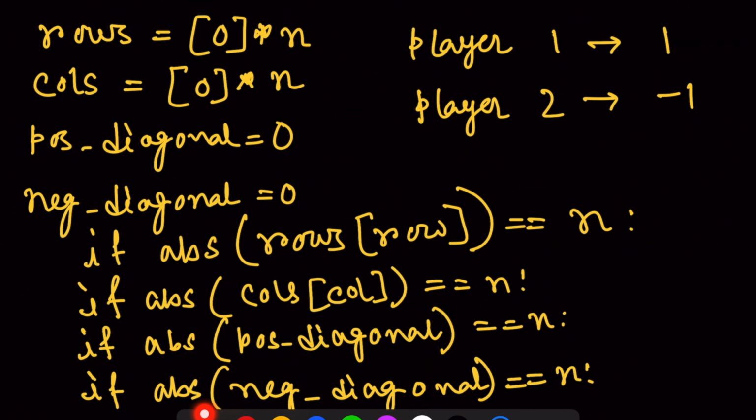If the absolute value of rows of row equals n, or the absolute value of columns of column equals n, or the absolute value of positive diagonal equals n, or the absolute value of negative diagonal equals n, then we can return that this player at this current move has won.